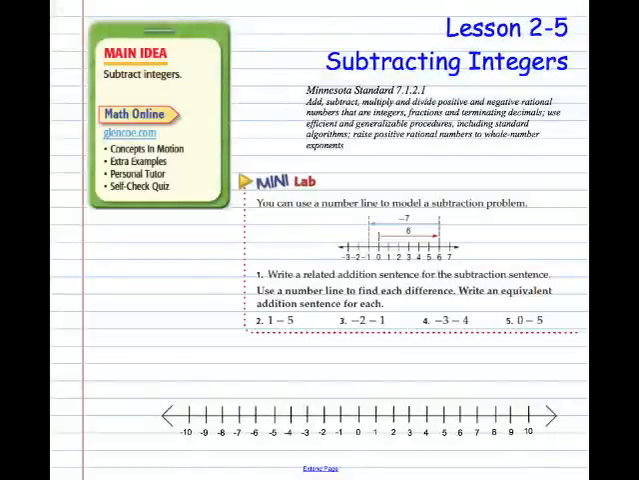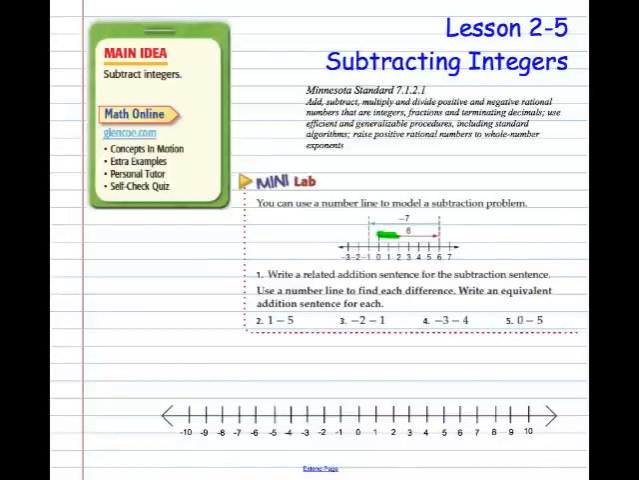This is lesson 2.5, subtracting integers. You can use a number line to model a subtraction problem. Write a related addition sentence for the subtraction sentence.